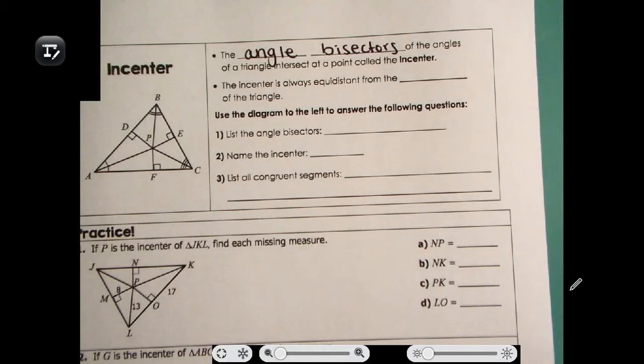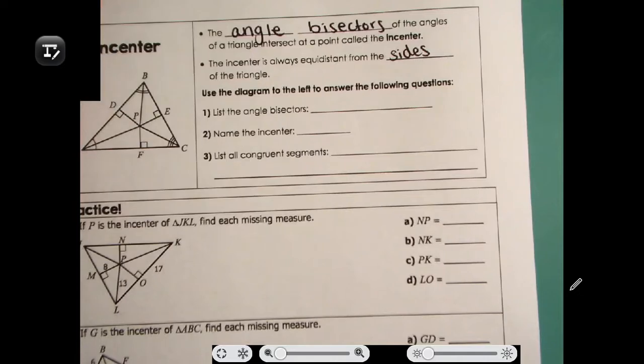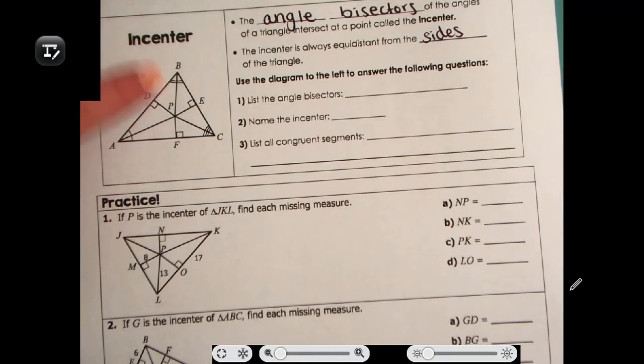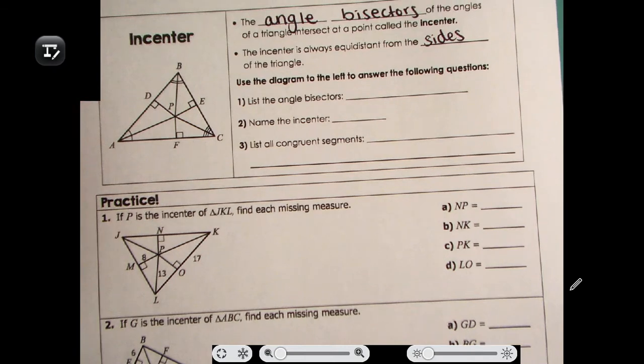So the angle bisectors of the angles of a triangle intersect at a point called the incenter, and the incenter is always equidistant from the sides. So now instead of the vertices, or like the angles, now we're looking at the sides. So it's always equidistant, meaning that those side lengths are going to be congruent to each other.